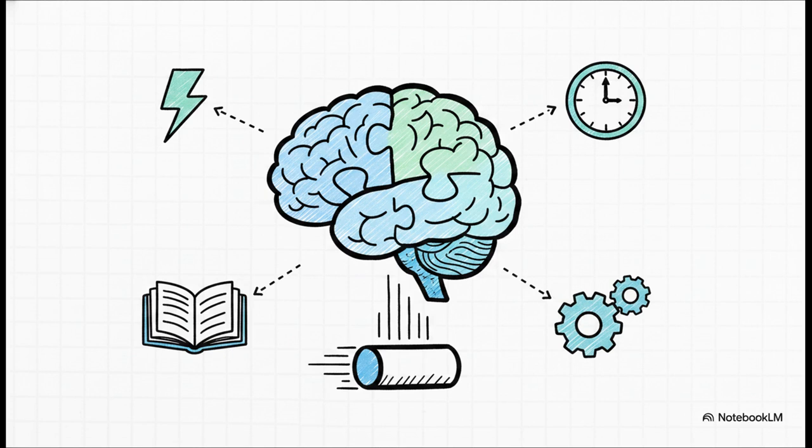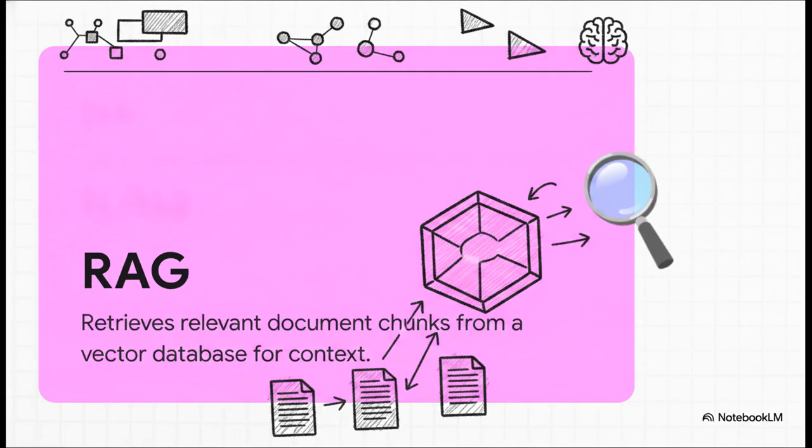To pull this off in real time, especially for episodic and semantic memory, agents rely heavily on high-speed data platforms like Redis for that lightning-fast, sub-millisecond context retrieval. Now, that semantic memory is primarily handled by Retrieval-Augmented Generation, or RAG.